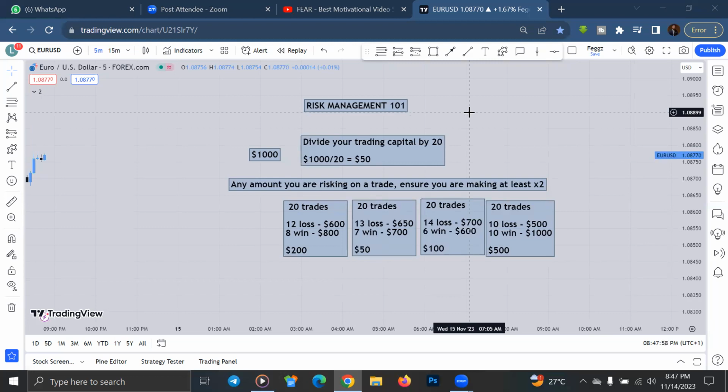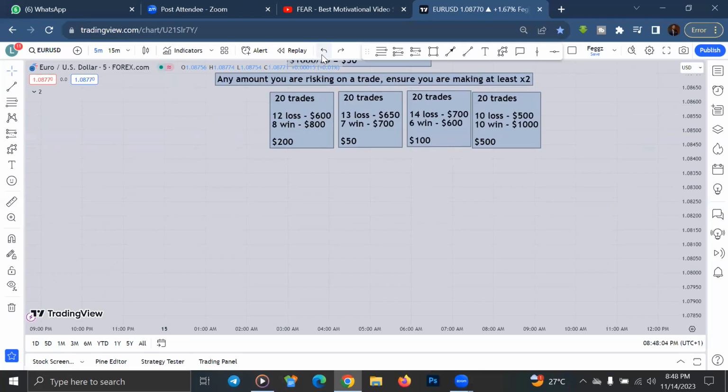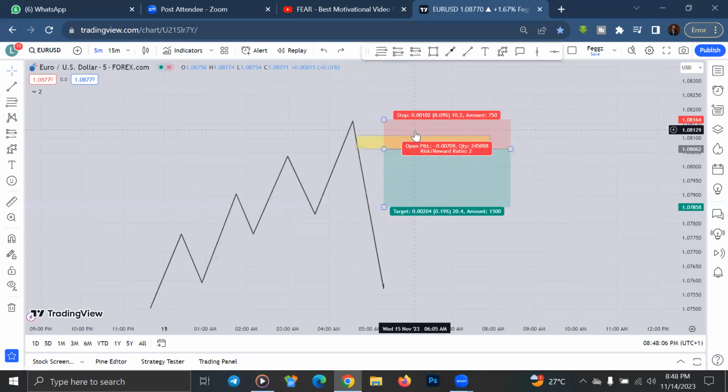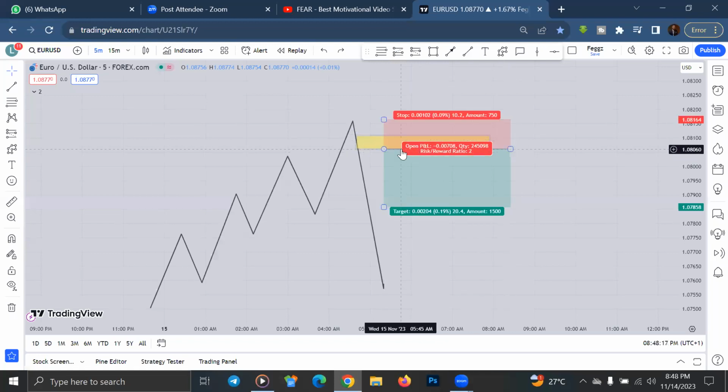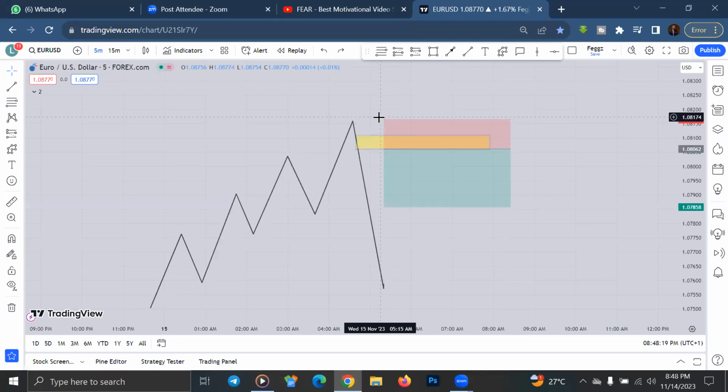Okay, please, 102 you use is the price. No, 102 is not the price. Let me go back. 102 is the pip lot size, the pip, the distance between the 102. In simple language, it is the distance between your entry and your stop loss.